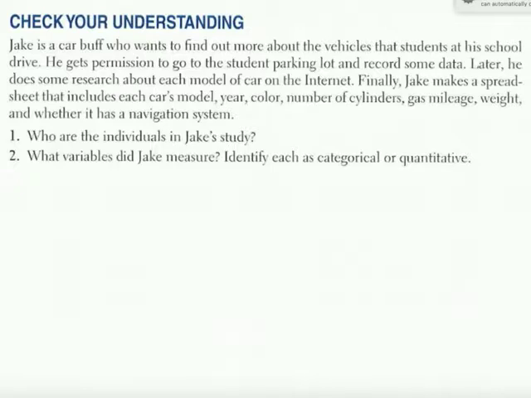So in your Check Your Understanding section, Jake is a car buff. He wants to find out more about the vehicles that students in his school drive. He gets permission to go to the student parking lot and record some data. Later, he does some research about each model of the car on the internet. Finally, Jake makes a spreadsheet that includes the car's model, year, color, number of cylinders, gas mileage, weight, and whether it has a navigation system.